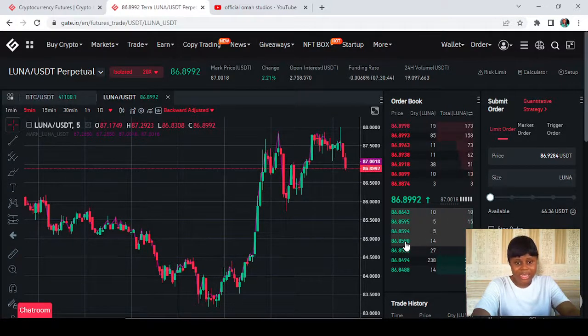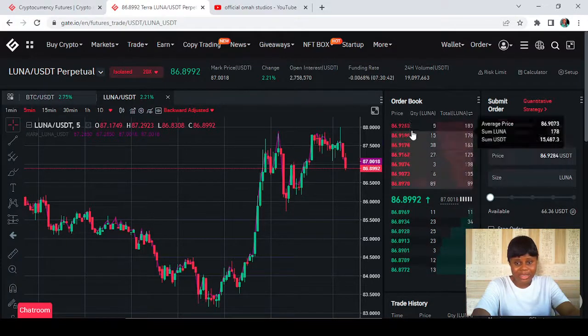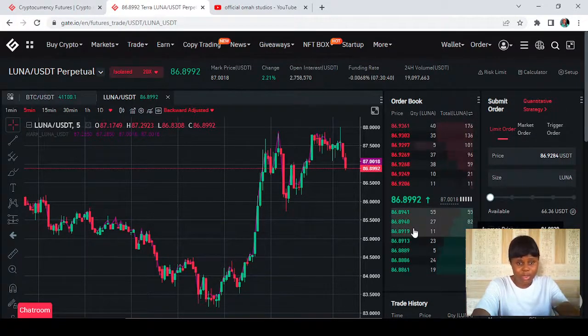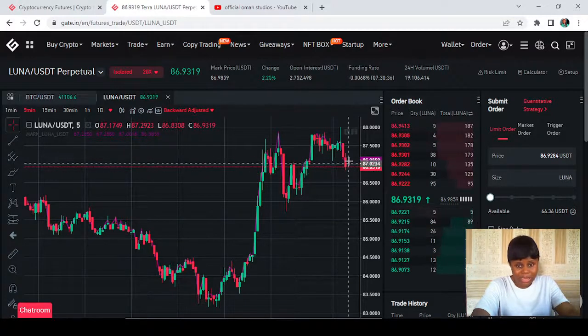Let's take a look at this one that says 86.8805. The truth is that these things you see here are always fluctuating because people are buying and people are selling. That is why when you come to this chart here, you find out that it is going up and down, up and down.